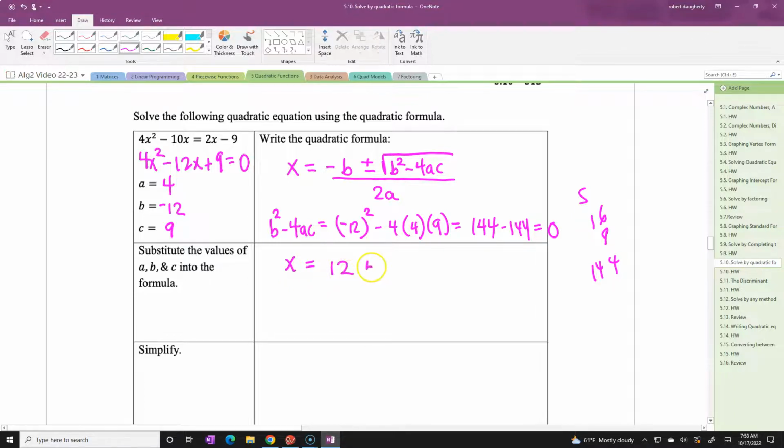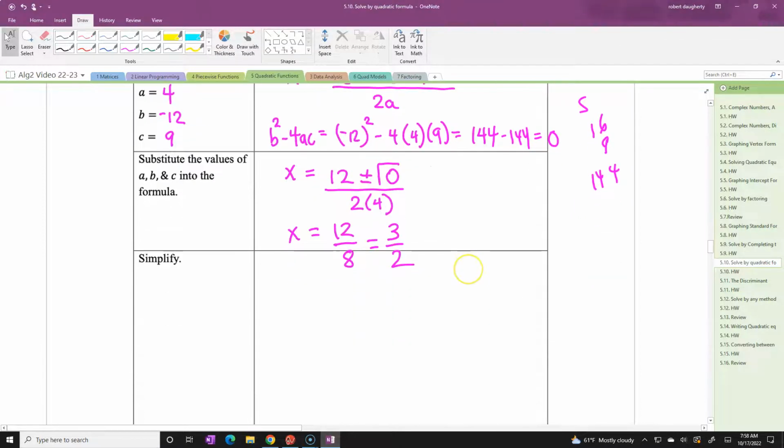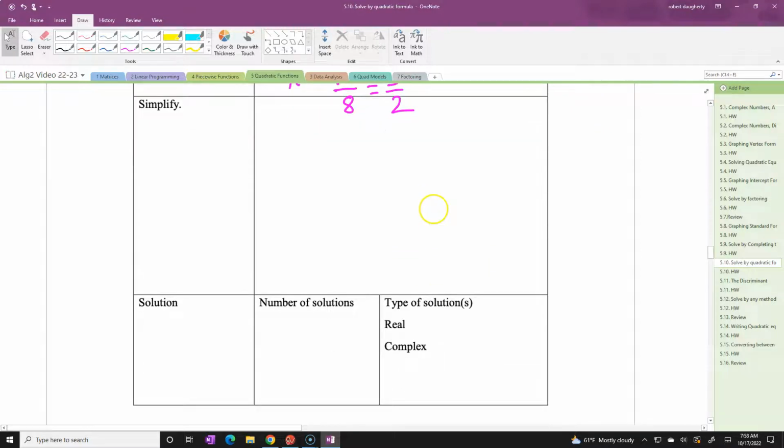So the quadratic formula becomes x equals negative b, that's 12, plus or minus the square root of 0, over 2 times 4. So x equals, the 0 just goes away, 12 over 8, which is what? 3 halves. So that's my answer here, x equals 3 halves. So here I have one solution, and it's a real number.